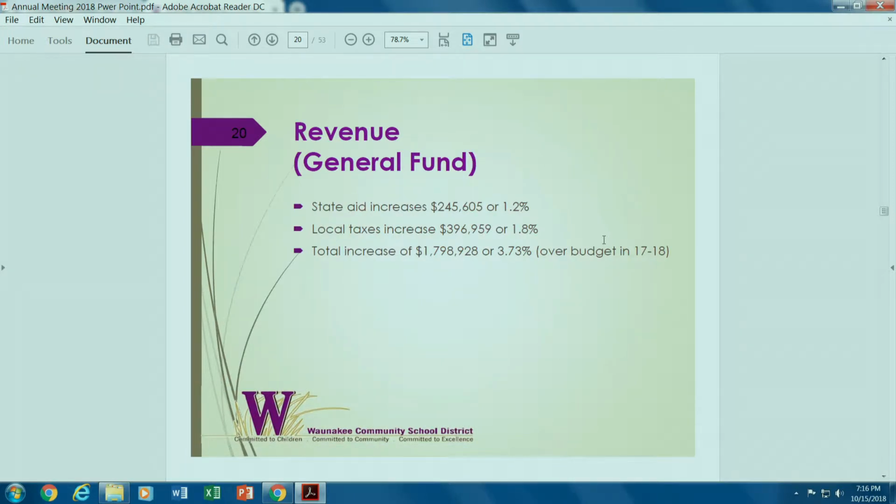Taking a look on the revenue side, I had said in the budget we have the $245,000. I articulated that is actually going to be $270,000. That will impact our local tax levy that we will be putting forward. So it's a total increase in revenue of just under $1.8 million. And that's an increase from the budget for 17-18.